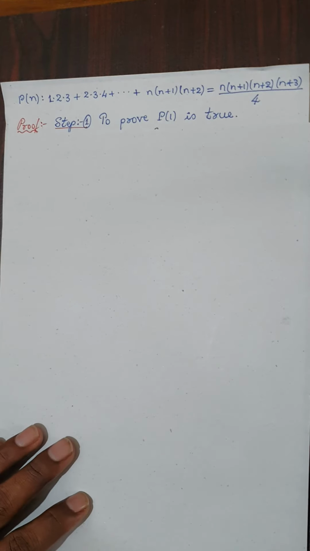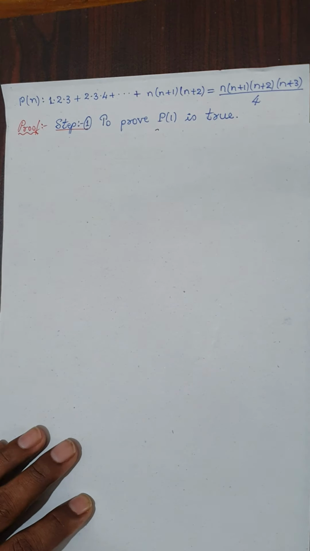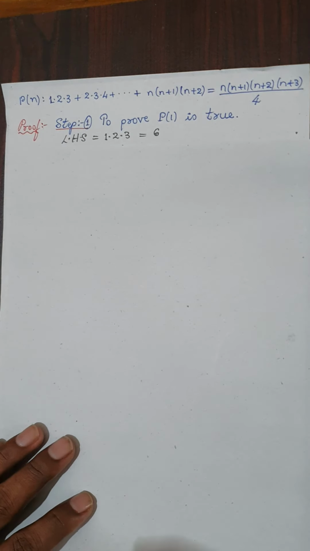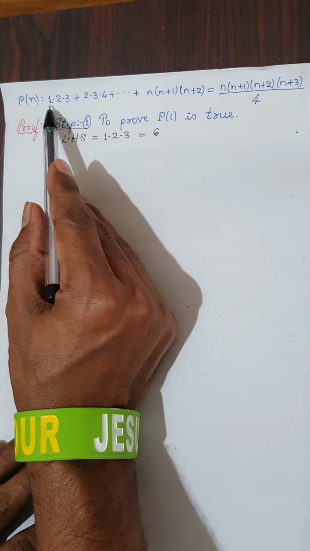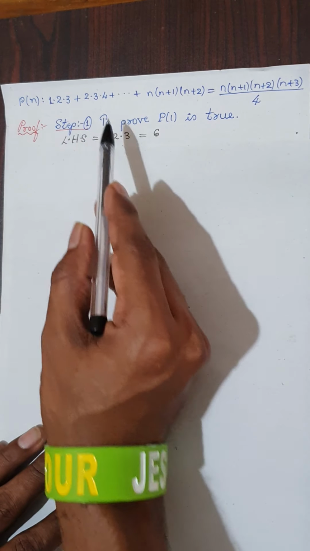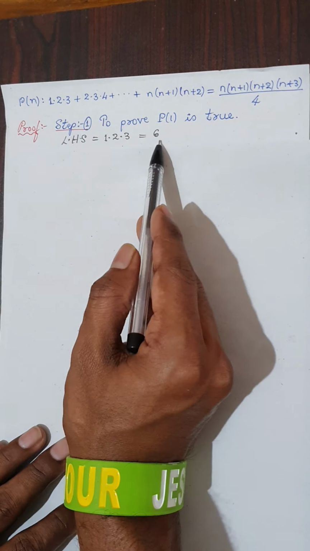Step 1 is very clear, obvious one, to prove P of 1 is true, isn't it? So what is LHS? So we know how we prove it. LHS of step 1 is, take the first term, it is 1 into 2 into 3. So what is 1 into 2 into 3? It is 2 3s are 6.